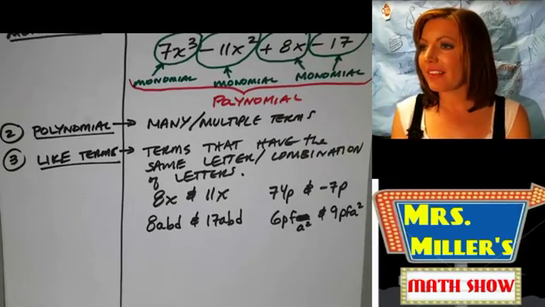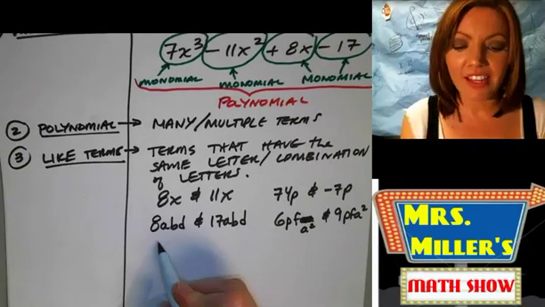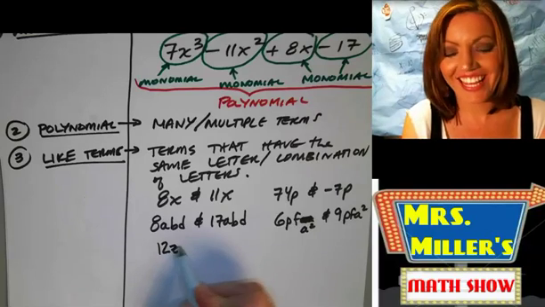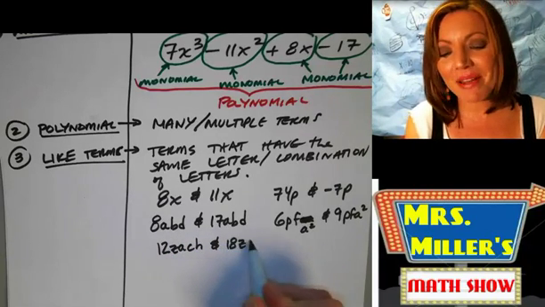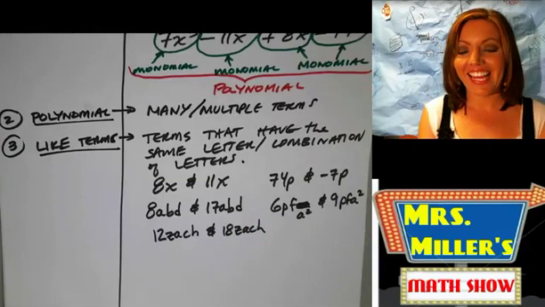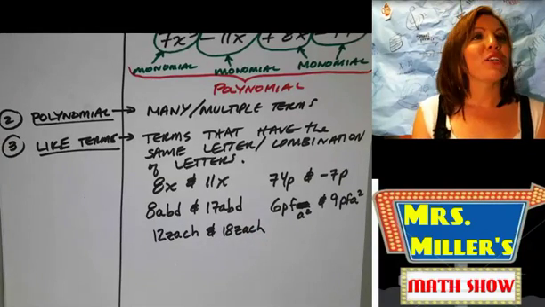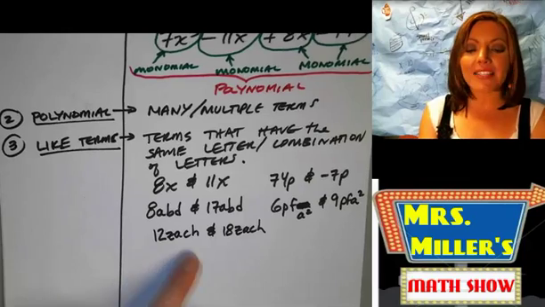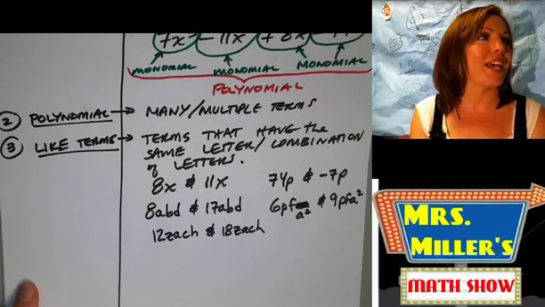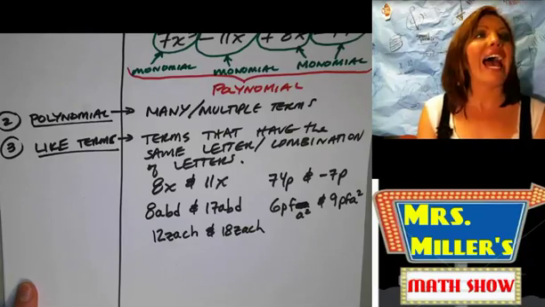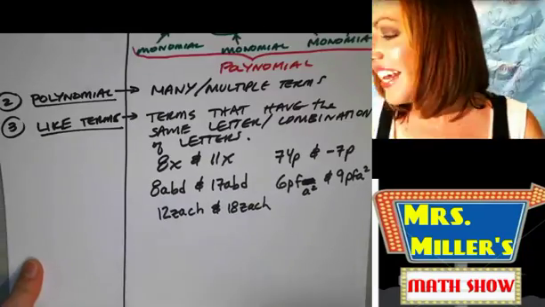12 Zach and 18 Zach. All right, everybody give it up for Zach. So if we have 12 Zachs and 18 Zachs, if we combine those 12 and 18 Zachs together, how many Zachs do we have? 30 Zachs. All right. So here we go. That was awesome.